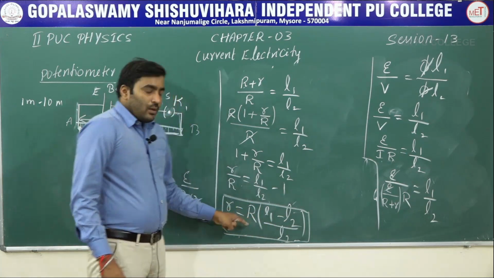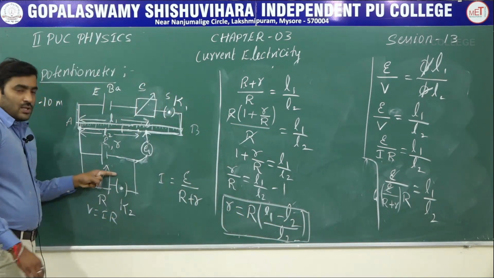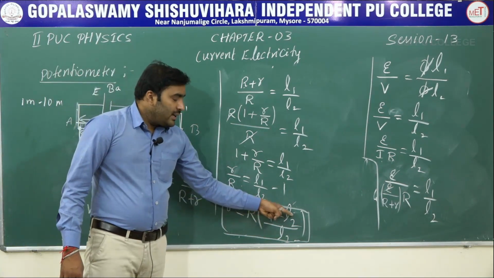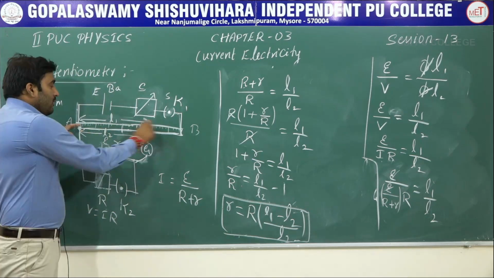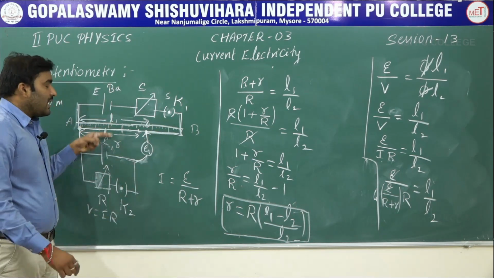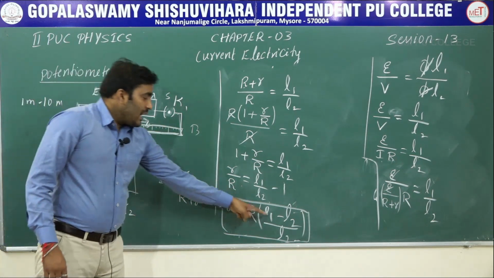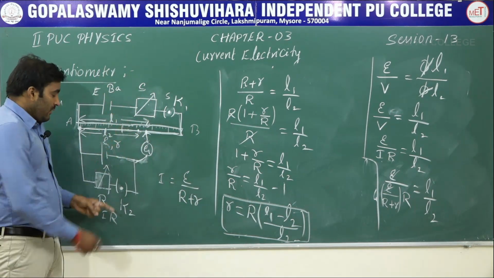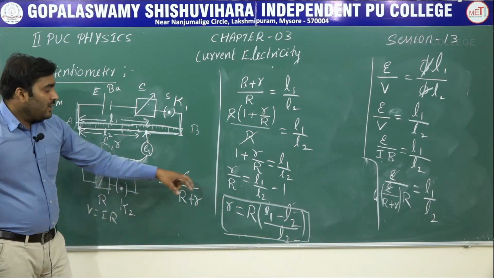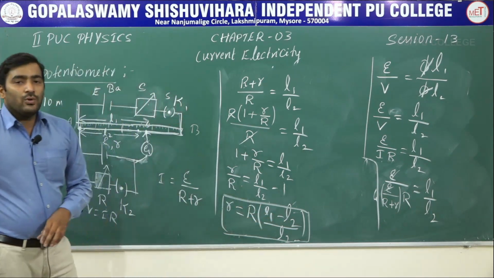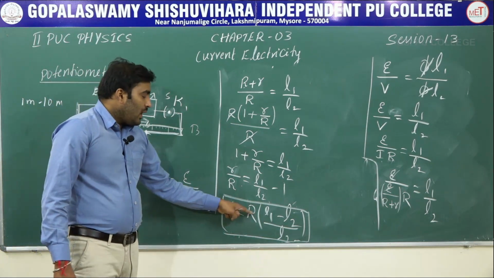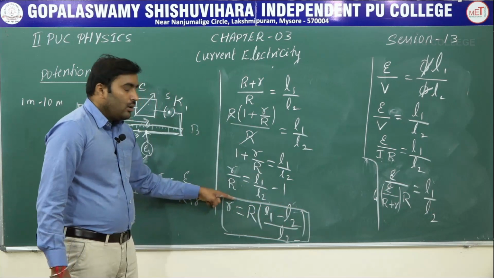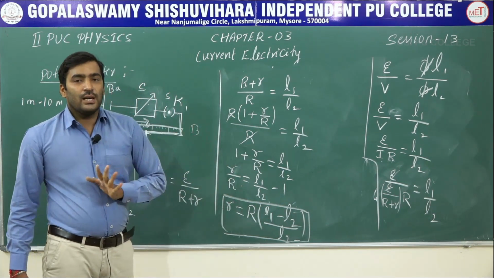By knowing the value of the external resistance, which is known, and L1 and L2, which can be found using the scale here, we can measure L1 and L2. L1 is the balancing length when K2 is open, when no current flows through the cell, and L2 is the balancing length when K2 is closed. Therefore r is equal to R into L1 minus L2 by L2. So using this expression you can find the internal resistance of a given cell.